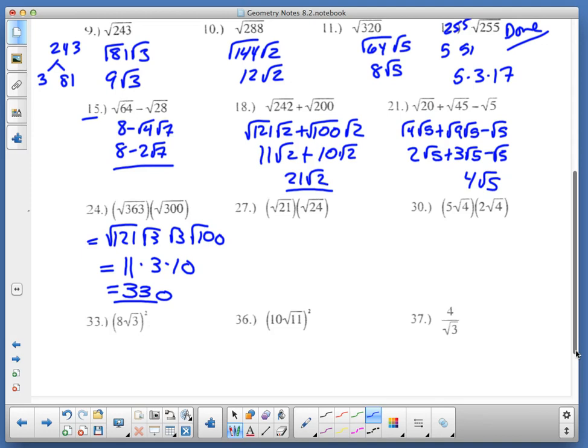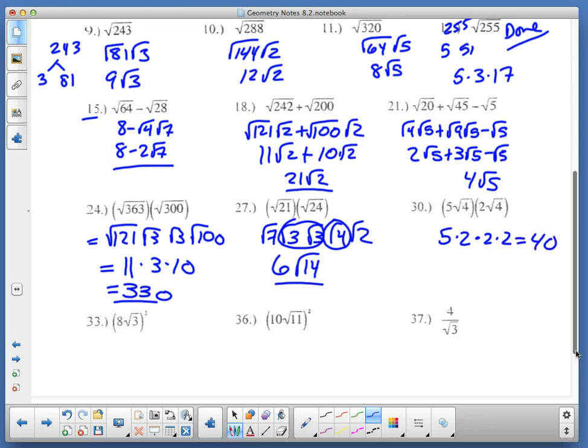In 27, I've got the square root of 21 times the square root of 24. I'm just going to break them down. I've got the square root of 7 times the square root of 3, and I got the square root of 3 times the square root of 4 times the square root of 2. And the reason I wrote it that way, 24 is 3 times 4 times 2, but these become 3. This is 2, so it's 6. The square root of 14 stays underneath. And here I've got 5 times 2 times 2 times 2, so 40 is my final answer.